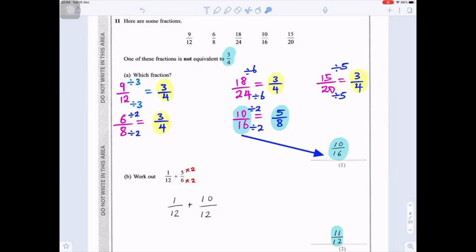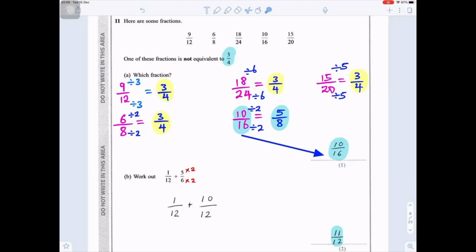The next one, 10 over 16. 10 divided by 2 is 5. And 16 divided by 2 is 8. So you notice 5 over 8 straight away is the answer. So in an exam, you don't have to do the last one. You get it for free. Or you could just go ahead and still do it. 15 divided by 5 is 3. 20 divided by 5 is 4. So the answer is 10 over 16 is the one which is not equivalent to 3 over 4.